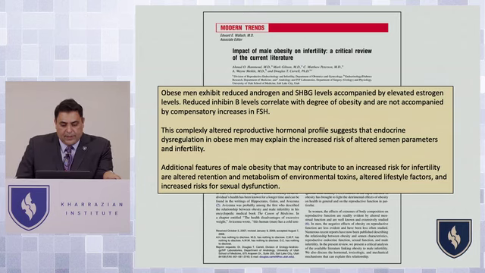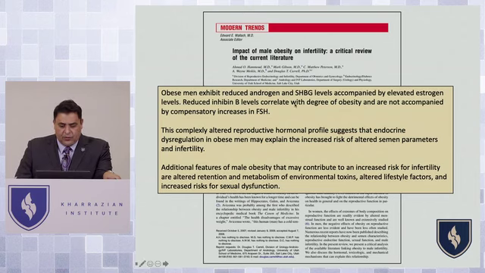Now, in this paper that was published, Impact of Male Obesity on Fertility: A Critical Review of the Current Literature, they go on to say that obese men exhibit reduced androgen and sex hormone binding globulin levels accompanied by elevated estrogen. So that's the key common thing that you'll see with a lot of men that have aromatization. Their sex hormone binding levels go up. Their free testosterone, not total, the free testosterone goes down. And if they're aromatizing, they may have elevated estrogens.